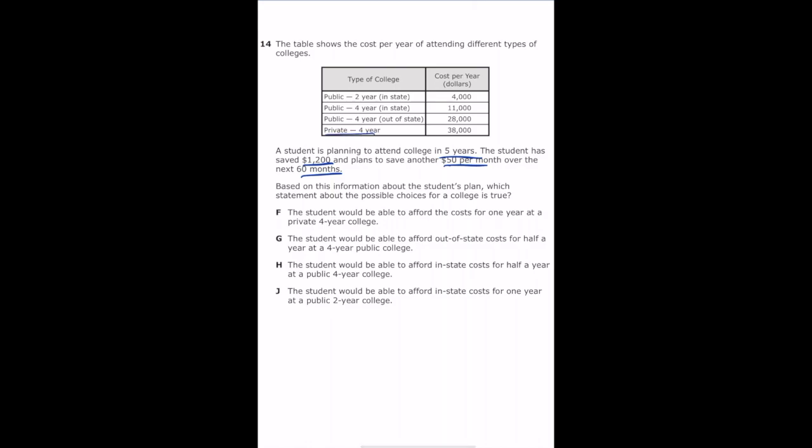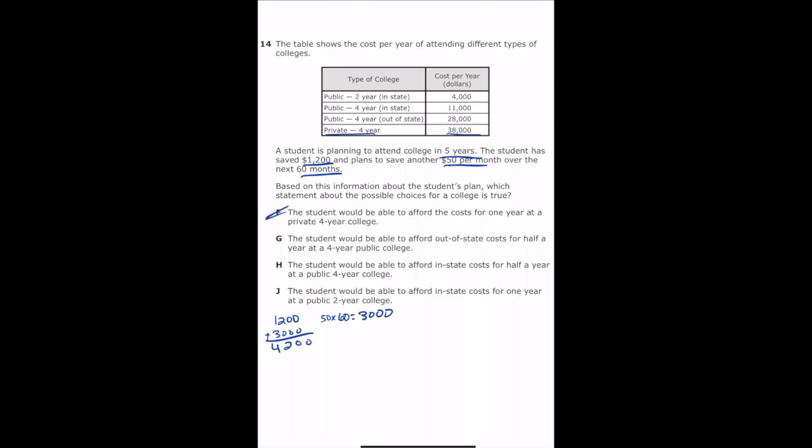So we're going to go through and check each of these, but first, let's see how much money the student actually has. So the student has $1,200 right now, and they're planning to save another $50 per month for the next 60 months. So they're starting with $1,200. Now let's multiply 50 by 60 to get 3,000. And if we add that 3,000 to the 1,200, we're going to get $4,200. So letter F says a student would be able to afford the cost for 1 year at a private 4-year college, and that would cost $38,000, and they do not have enough money.